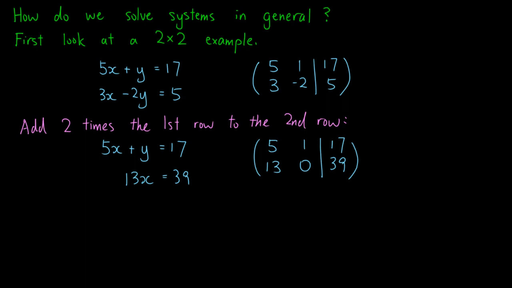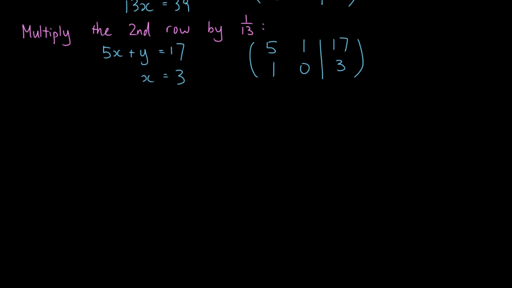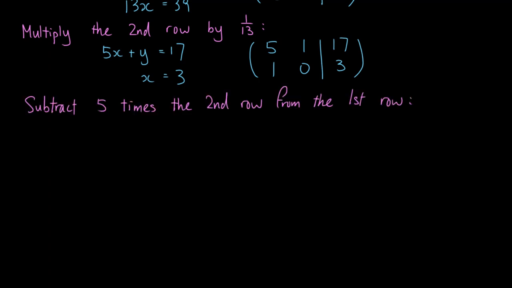Now, we wish to divide the second equation by 13 to get the value of x. So that means we will multiply the second row of the augmented matrix by 1 over 13. We get x equals 3, and the first equation is still unchanged. Then, what we might usually do is substitute the value of x into the first equation to get the value of y. But here we will do something similar to the first step, which is to add some multiple of one row to the other in order to eliminate one of the unknowns. Here, we will subtract 5 times the second row from the first row to eliminate x. We get y equals 2.